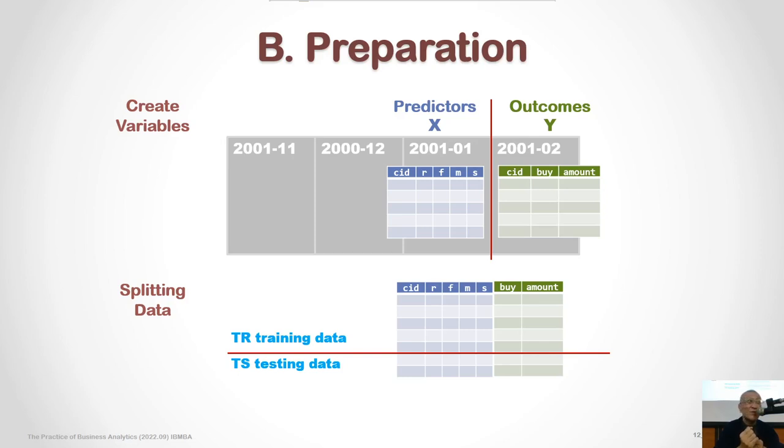So let me ask you, any question? Why do we want to reserve some testing data? We have the training data, right? So we have X, we have Y. So we can build the model. So why do we want to split that total data set into training and testing? To see how good the training data is.